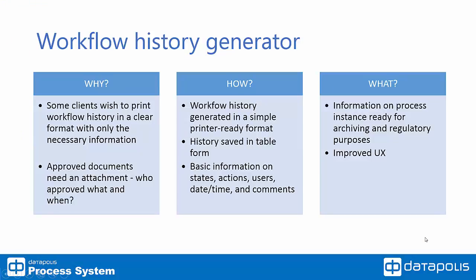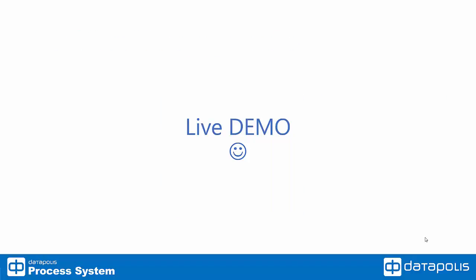The last new feature is the workflow history generator. Why? Some clients wish to print workflow history in a clear format with only the necessary information. Approved documents need an attachment. Who approved what and when? How can you get it? Workflow history generated in a simple printer-ready format. History saved in a table form. Basic information on states, actions, users, date, time, and comments. So what will you receive? Information on process instance ready for archiving and regulatory purposes. And you've got the improved UX and a live demo, of course.